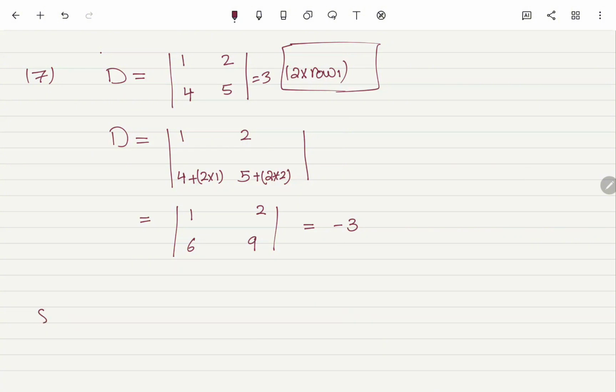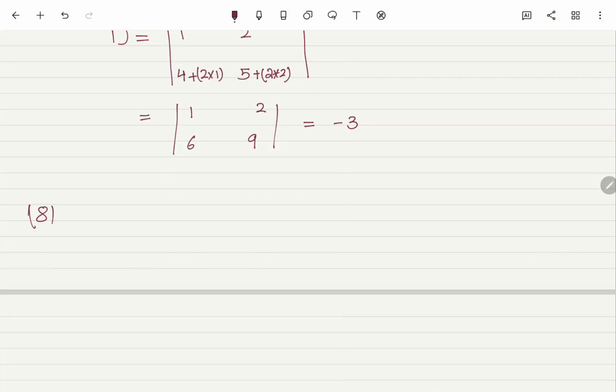Now, property number 8: the value of the determinant does not change if all rows and columns are interchanged, which means if we have a determinant like this one here, and we change all rows or all columns and modify their position, so make, for instance, row number 1 become row number 2, 2 become 3, 3 become 1, and so on, and we interchange all rows.